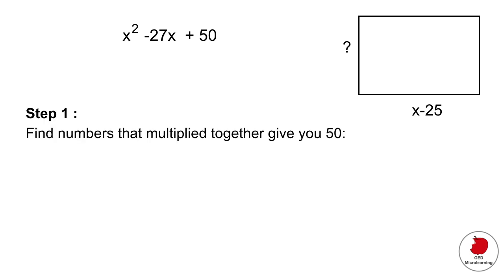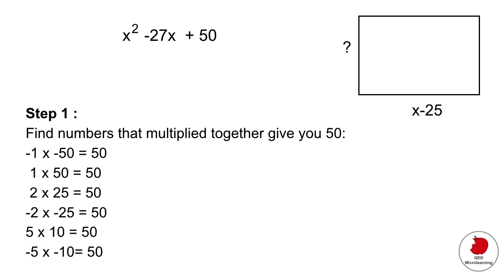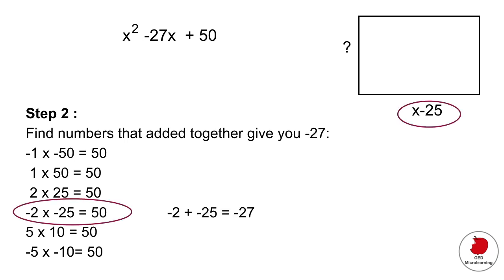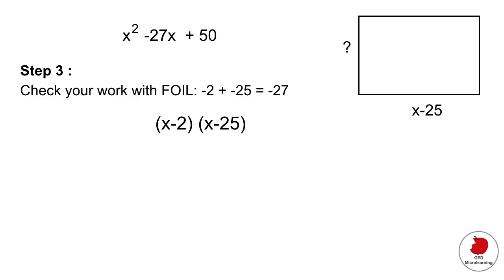So step 1, find all the numbers that multiplied together give you 50, right? Here they are. And then step 2, find those numbers that when you add them together give you minus 27, which is that number. And we already knew that one of the numbers was going to be minus 25, because they give it to us there in the diagram. So you don't really have to go through all of this, because you already had that number available in the image. All right, so then the two numbers that you're going to use are minus 2 and minus 25.